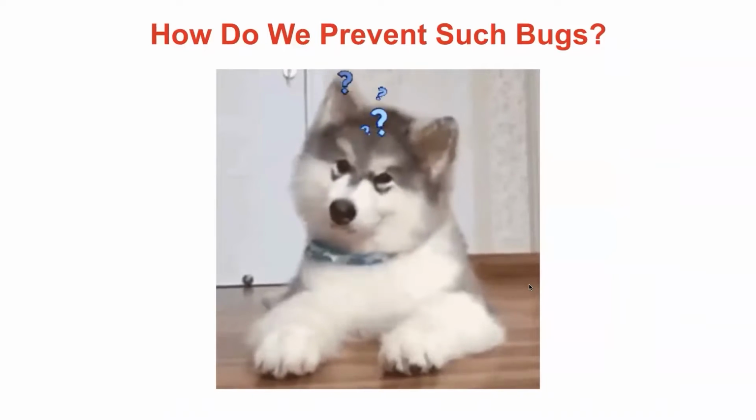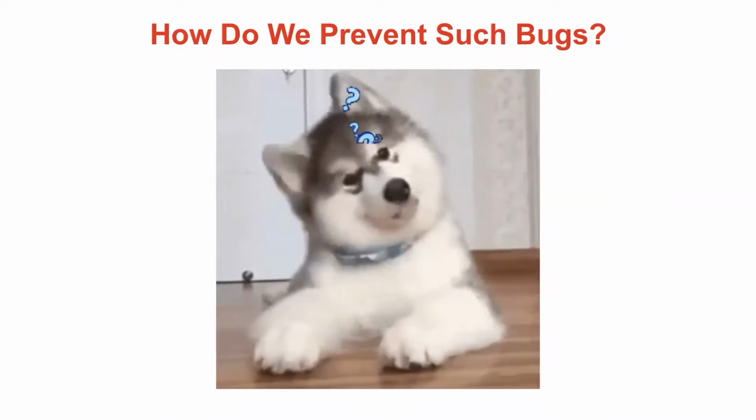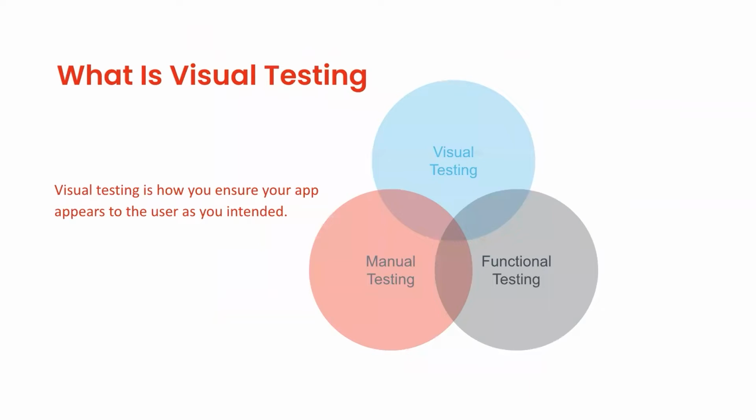So preventing such bugs is what we use visual end-to-end testing for. Visual end-to-end testing is really just a combination of functional and manual testing. It's basically ensuring that our application looks as it's supposed to look, as we want it to look, as per the requirements, on whatever browser, operating system, and resolution that we want, right?